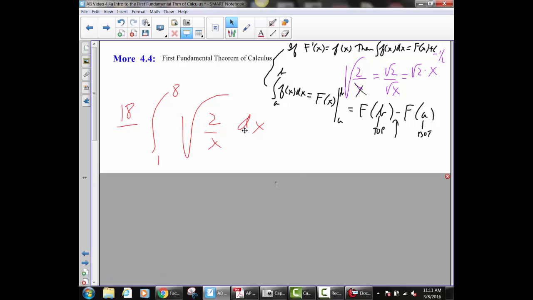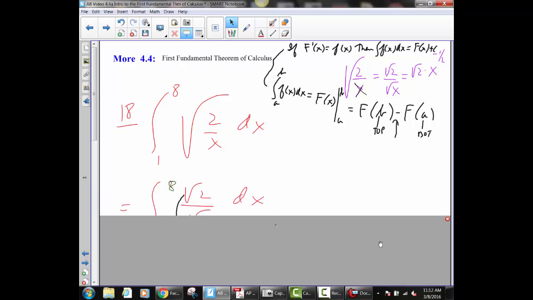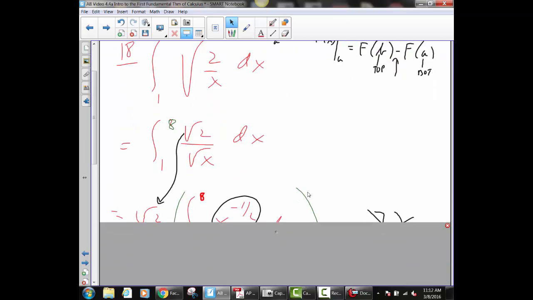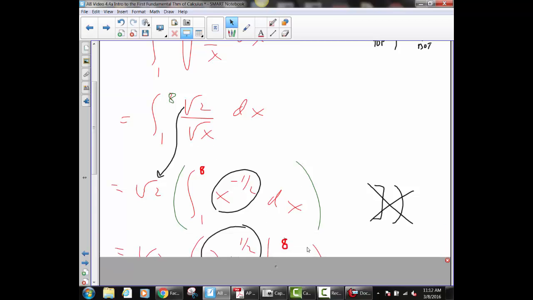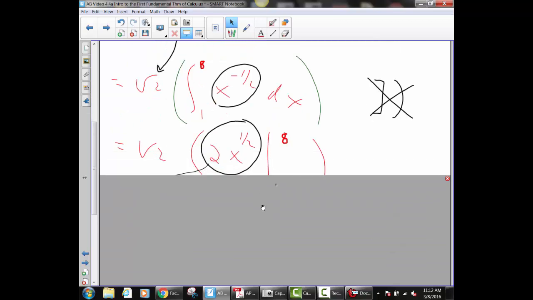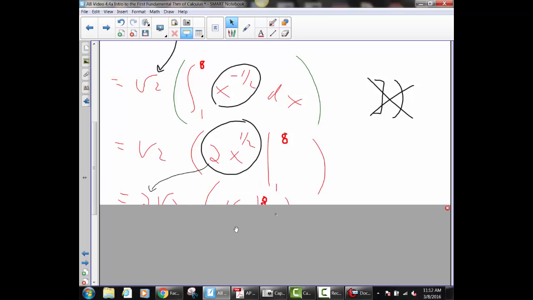So you have the square root of 2 over x. So the first thing I would do is break that up into root 2 over root x, and then rewrite that as root 2 times x to the negative 1/2. So once you do that, then you can pull that root 2 on the outside. The over root x becomes x to the negative 1/2 on top. We're now going to integrate the x to the negative 1/2. We'll get x to the 1/2 over 1/2, which is times 2, and that's going to be from 1 to 8.